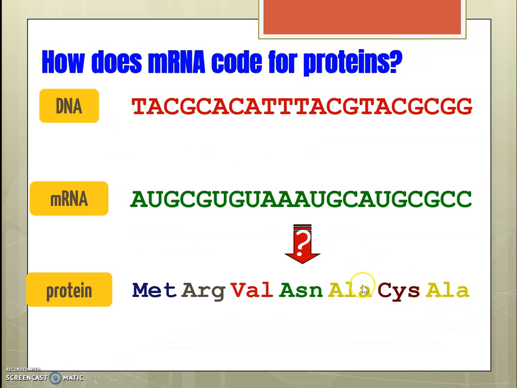So let's go through this process. How does mRNA code for protein? So we know for DNA to mRNA, all we're doing is transcribing. So we're just putting it in RNA's language. Okay, so T to A, A to U, C to G, G to C, etc. Now we have to figure out how we are going to get this into the actual protein.